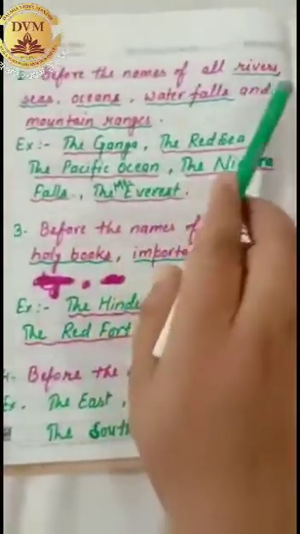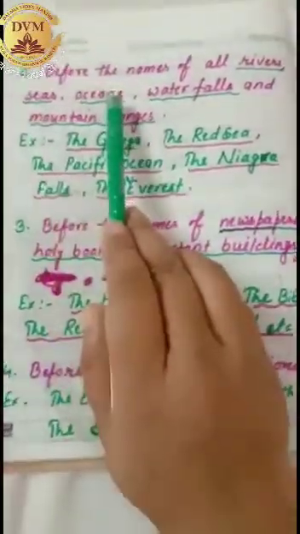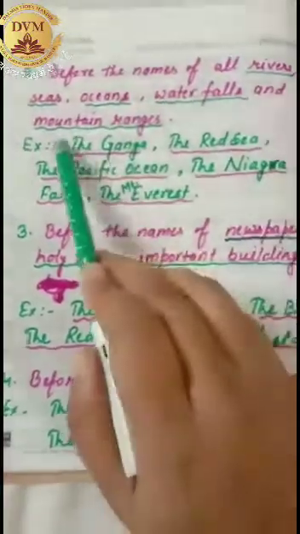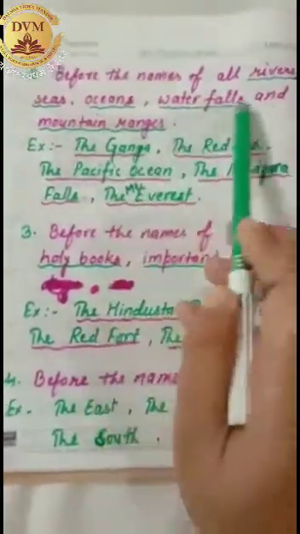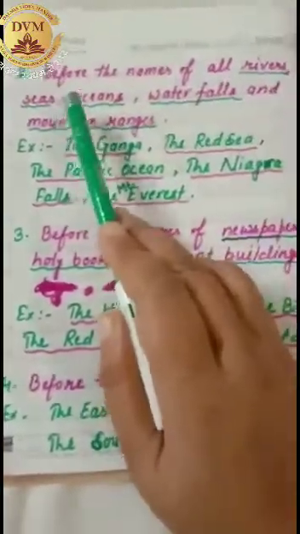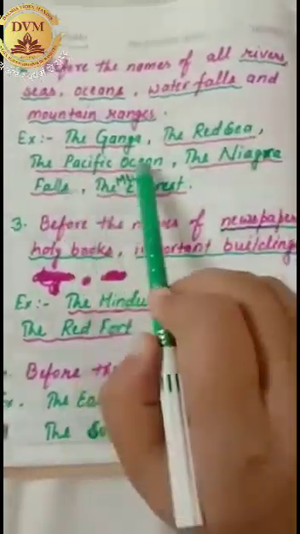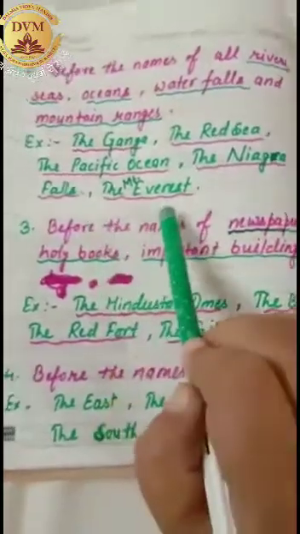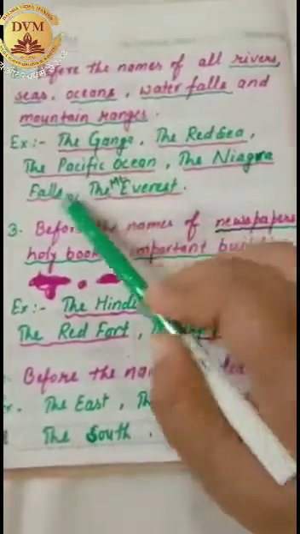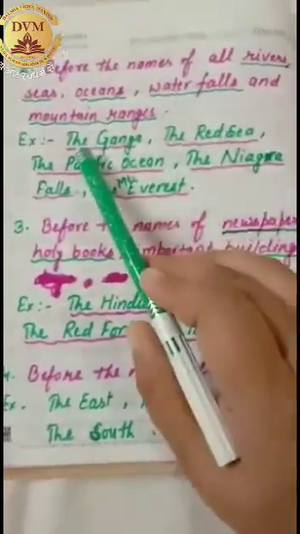Before the names of all rivers, seas, oceans, waterfalls and mountain ranges, before these names we put the. Before the names of rivers: the Ganga, the Red Sea, the Pacific Ocean, the Niagara Falls, the Mount Everest. These are all special names. So before special names, what do we put? The.